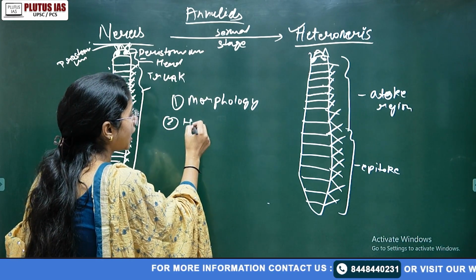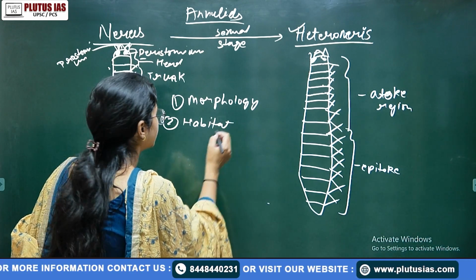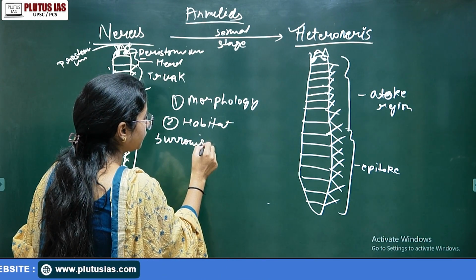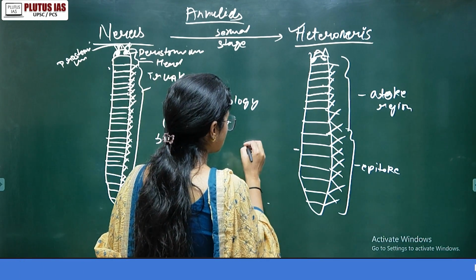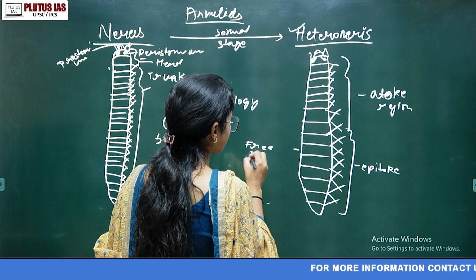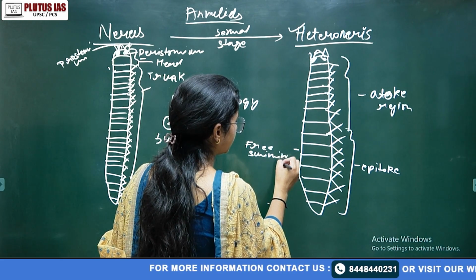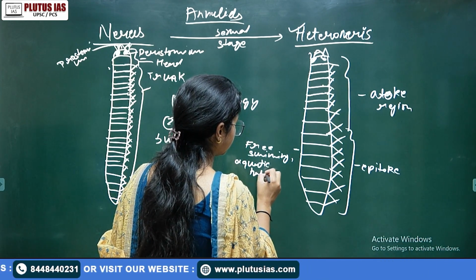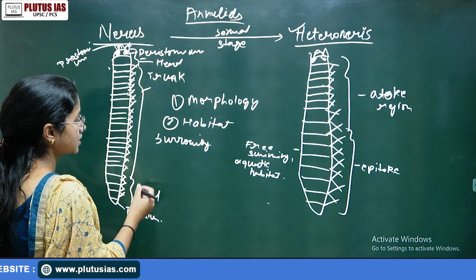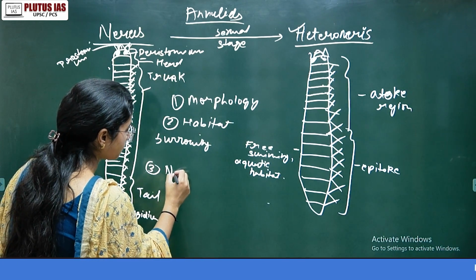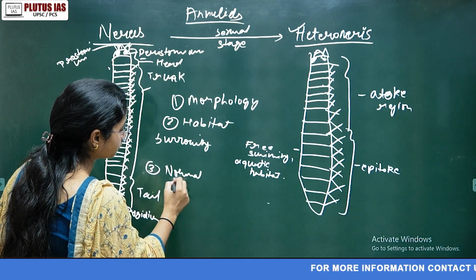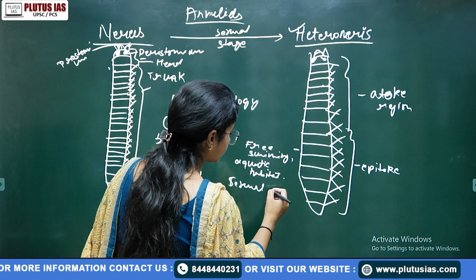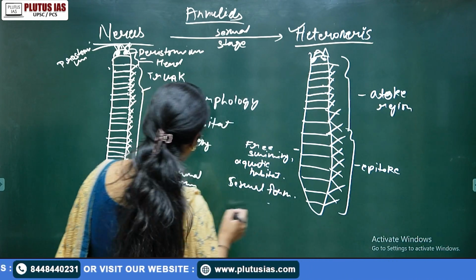The second difference is your habitat. Nereis generally lives in burrows, while Heteronereis is free swimming, generally in an aquatic habitat, right? The third difference is that Nereis is your normal form, while Heteronereis is your sexual form.